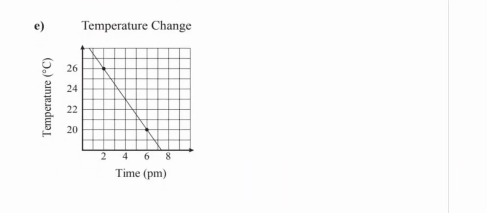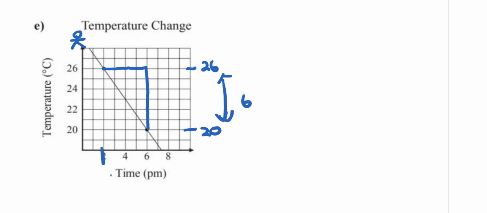So temperature change for this one here. Now, the first thing that I recognize is that if I put my person on the far left-hand side, this person is going down the hill, so this is a negative slope. All right, so let's go ahead and draw a triangle here. Okay, so this represents 26, and this is going to be 20. So my rise here is going to be 6. And then what's my run? Well, my run starts at 2 and ends at 6, right? So my run here is going to be 4.